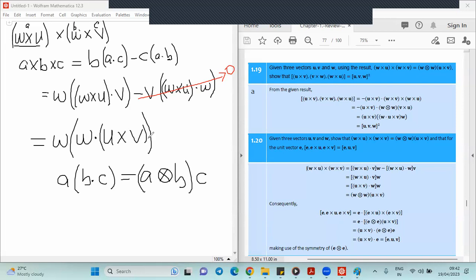Now, after doing that, I sort of made this a bit familiar. We know that A dyad B acting on C is the same thing as A bracket B dot C. Now, if this W is our A, this other W is our B, and U cross V, being a vector, is our C, it's possible to relate them with this expression. In that case, this would give us W dyad W acting on U cross V. That is exactly how this was gotten in 1.20.